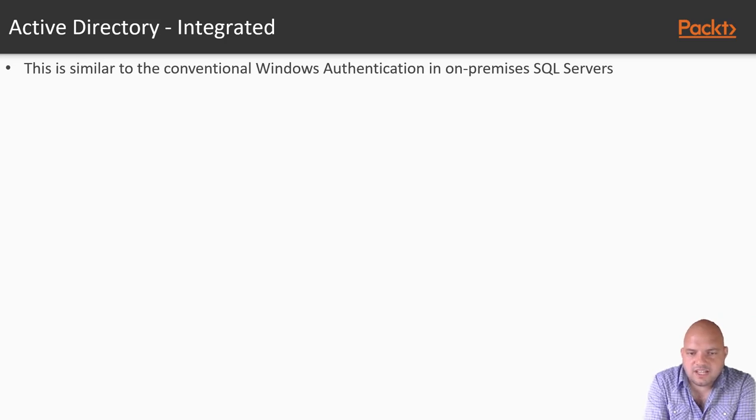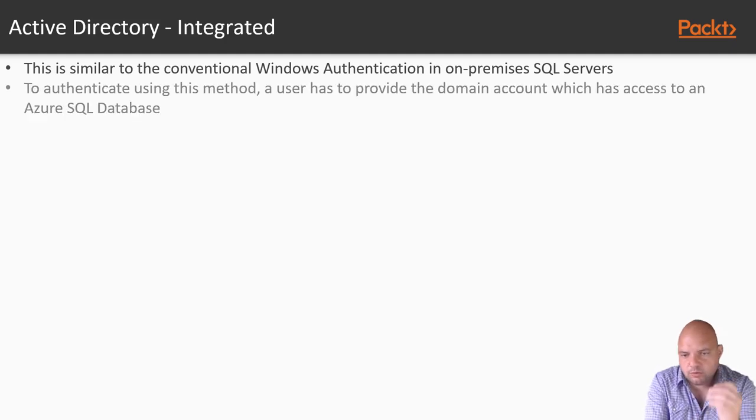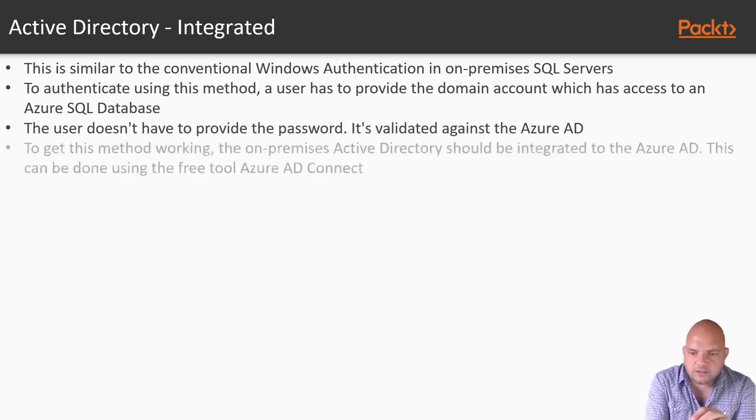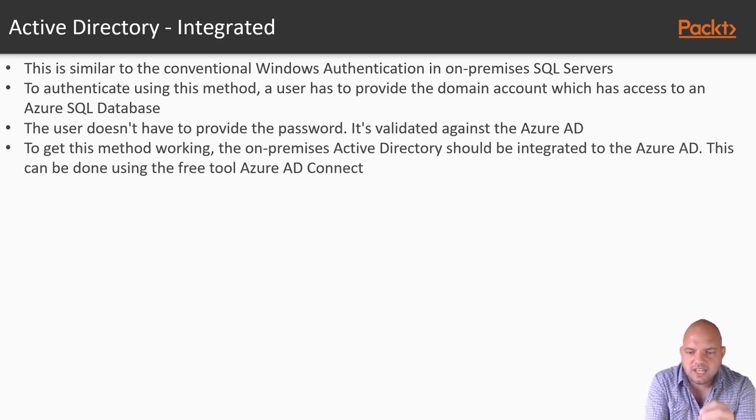Active Directory Integrated. This is similar to the conventional Windows authentication on on-premises SQL Server. To authenticate using this method, a user has to provide the domain account which has access to an Azure SQL database. The user doesn't have to provide a password, it's validated against Azure AD. Now, in order to use this method, the on-premises Active Directory should be integrated to the Azure AD, and this can be done using the free tool Azure AD Connect.